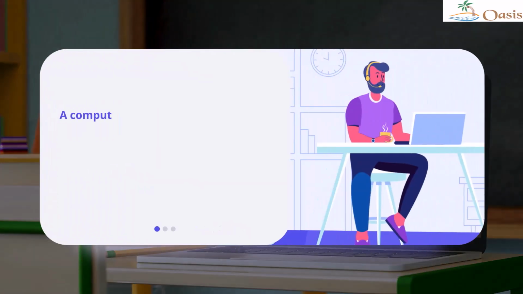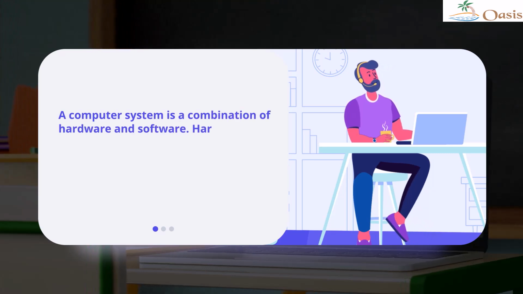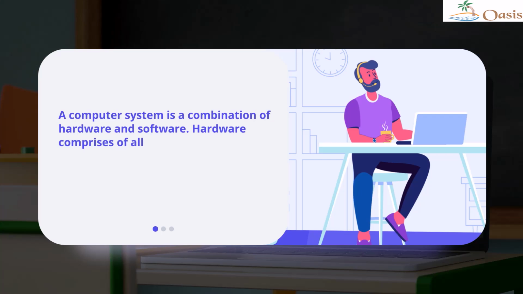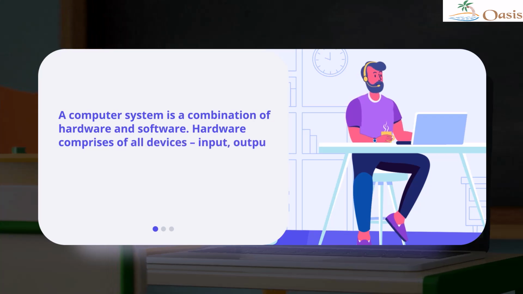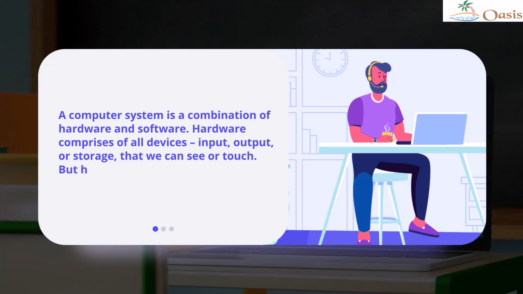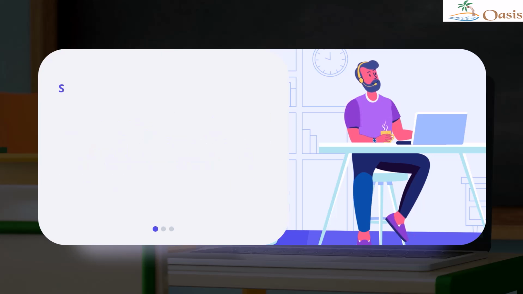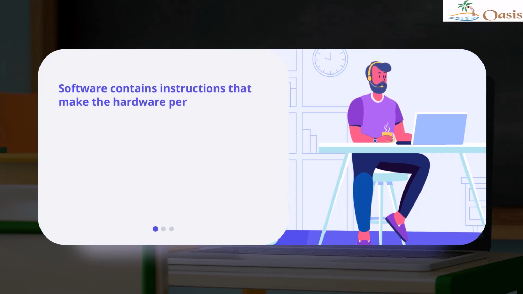A computer system is a combination of hardware and software. Hardware comprises of all devices, input, output, or storage that we can see or touch. But hardware cannot function on its own. It requires instructions to work. Software contains instructions that make the hardware perform tasks.